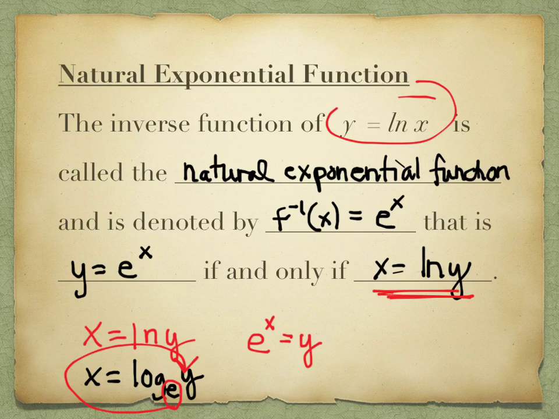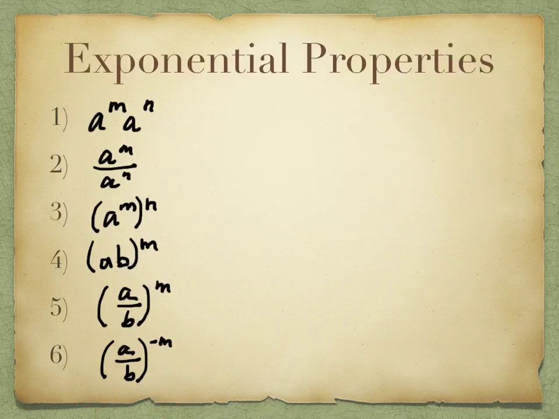Now, in order to be able to work with these, we have to understand some properties of exponents. And there are 6 different exponential properties that I want to remind you of. And these are the first half of the 6. What we want to do is be able to rewrite them so that they are expressed in a way that's usually easier to handle. For instance, on the first one, we have a to the m times a to the n. What's another way that I could write that might be more helpful?